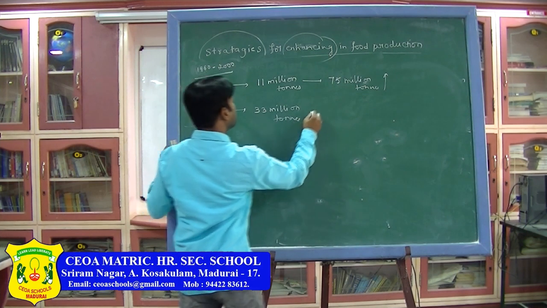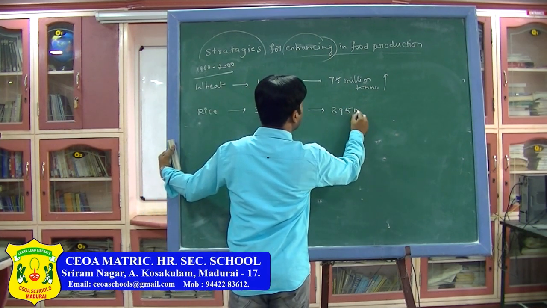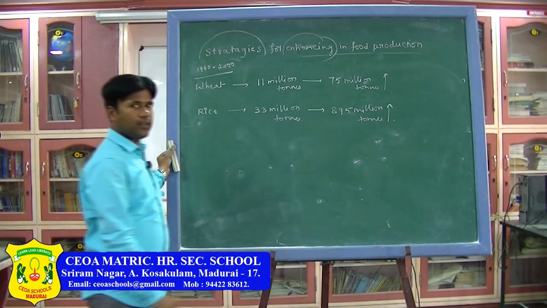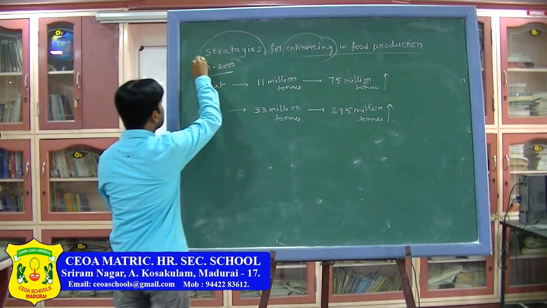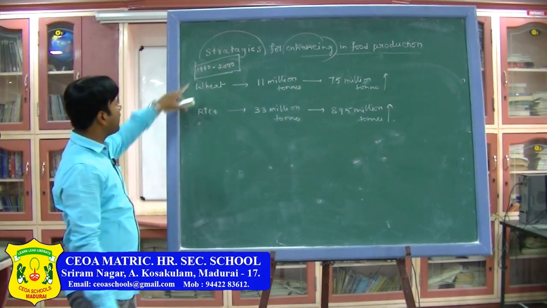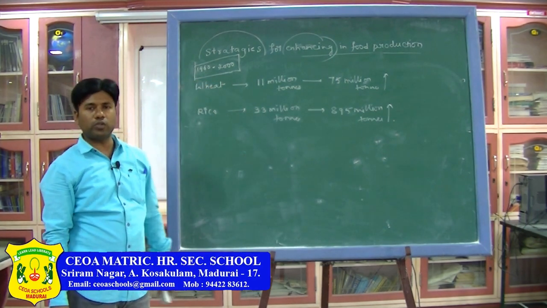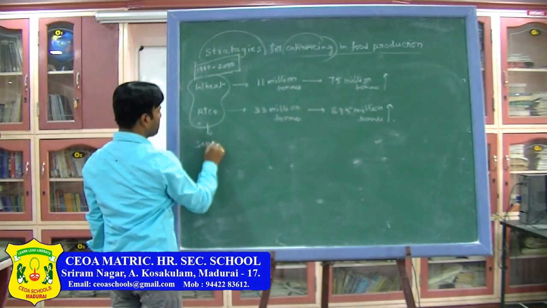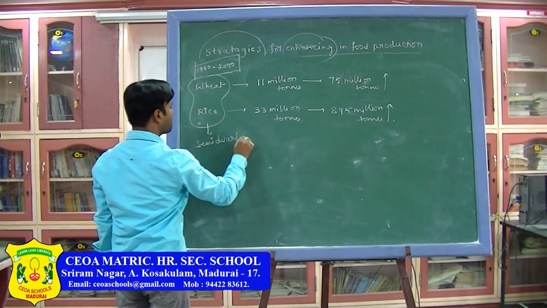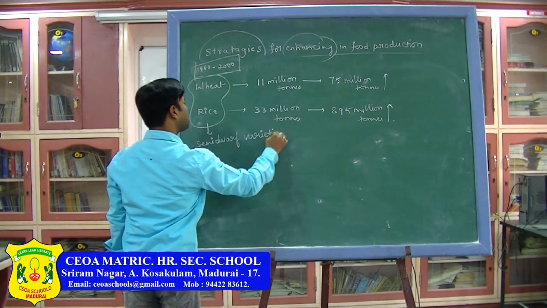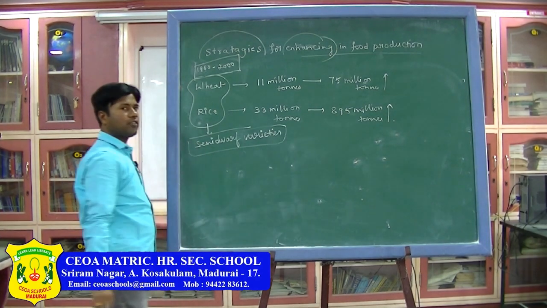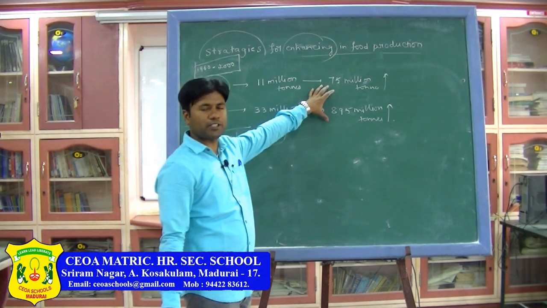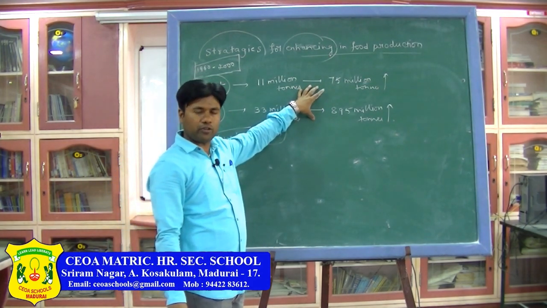tons to 89.5 million tons increased. Okay. When, which year? During the 4 decades of time, that is 1960 to 2000. What varieties? These two semi-dwarf varieties. Semi-dwarf varieties of the rice and wheat, whenever they were used, the productivity of the grains increased enormously. It has occurred through the green revolution only.